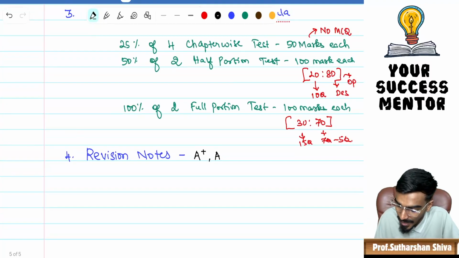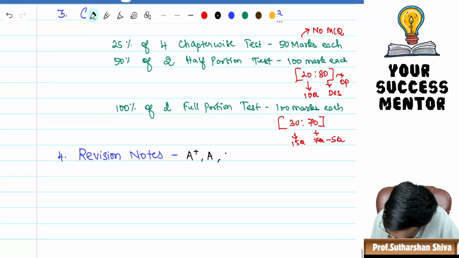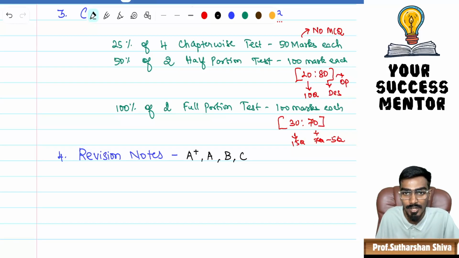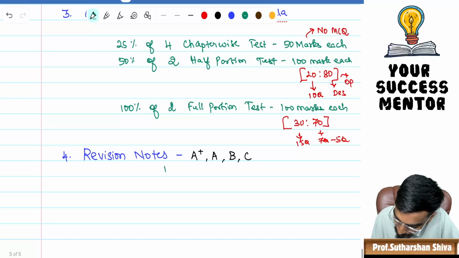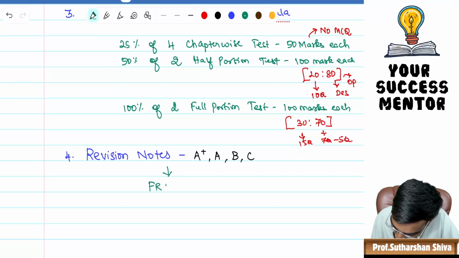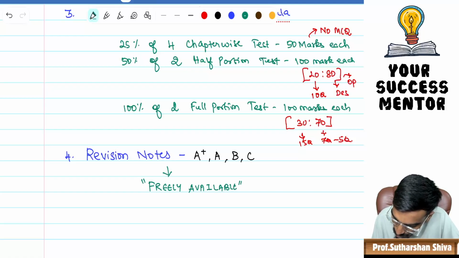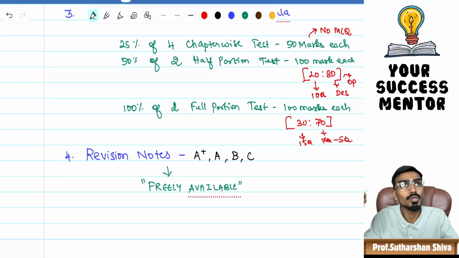Revision notes will be for A plus A category. Again, I'm going to give it for B category also and C category also. Revision notes will be freely available for everyone, whether they have joined with us or not, or are going to join with us. We are going to provide it for you. Whether you want to share it with your friends, you can surely share it.